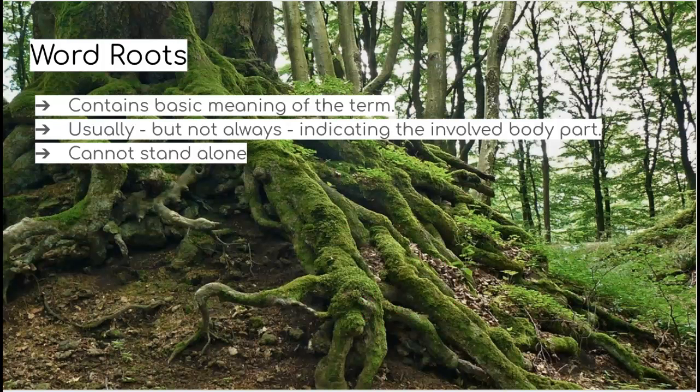So hang in there. Word roots contain the basic meaning of the term. These tell you what body part you're working with. For instance, the word root gastr means stomach. Gastr is spelled G-A-S-T-R with a hyphen. That's how we identify the stomach in medical terminology. These cannot stand by themselves. They can't just be independent. They have to have a suffix attached to them.